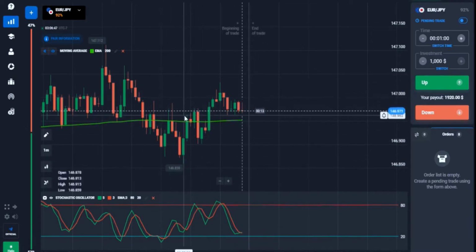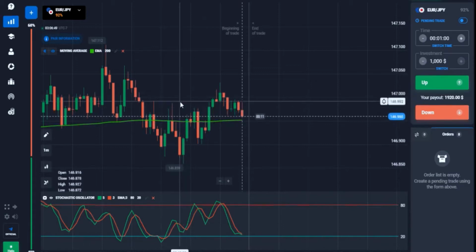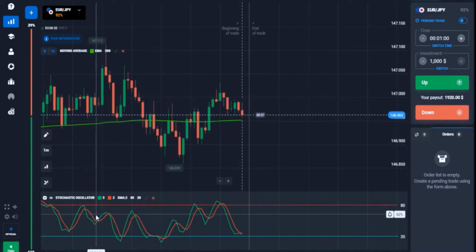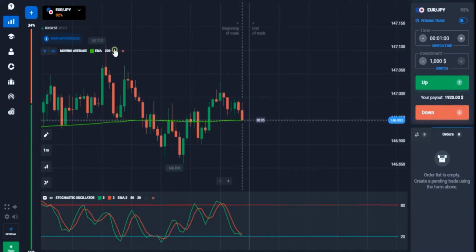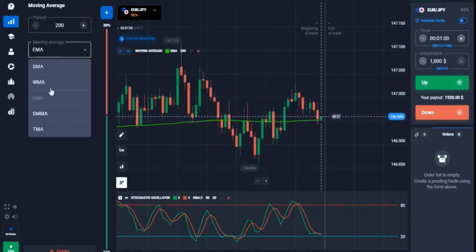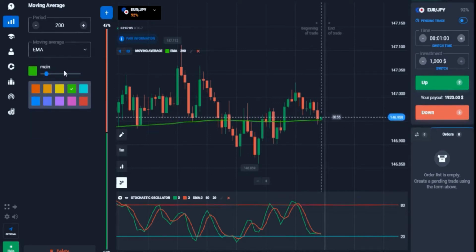Over here we're using two indicators. The first indicator is a moving average, and the second one is the stochastic oscillator. My moving average setting is easy. The period I'm using is 200, and I'm using the moving average as an EMA. I use green color right here, and I thicken the line a little bit. So that is pretty much the setting for the moving average.